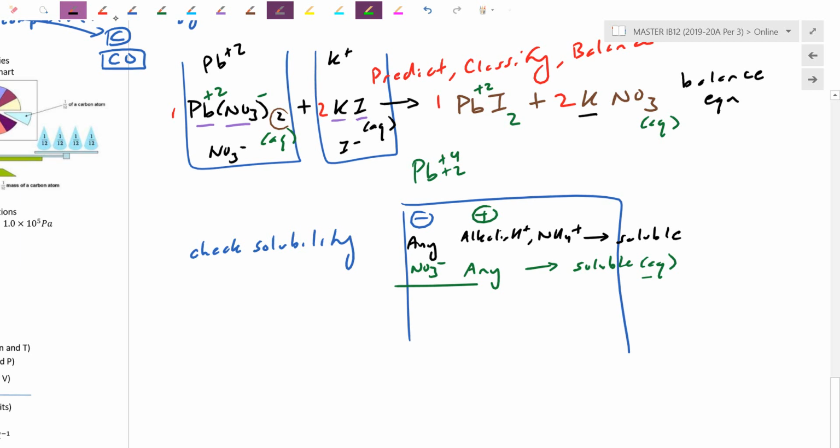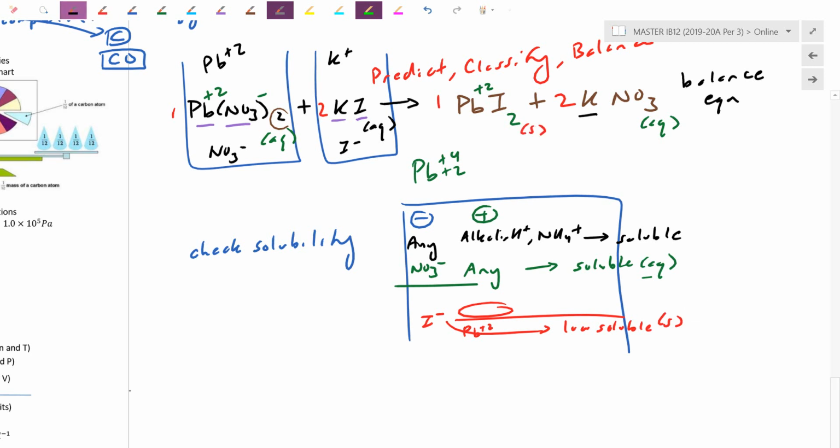The only one in this example that's a solid is actually this one. When you check iodide, iodide for sure is going to be soluble with some things, but we're going to find lead actually is underneath here, and that one there is actually low soluble. If something is low soluble, it's solid. So out of all these ones here, that one is a solid.